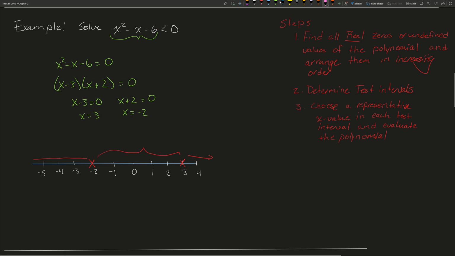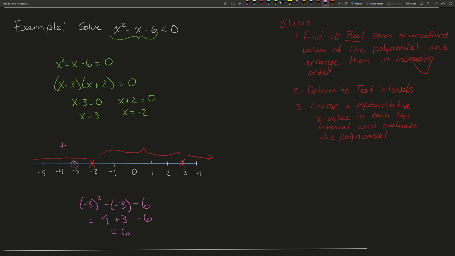Once we do that, we need to choose a representative value in each test interval and then evaluate. So let's start to the left. Let's choose -3. When we plug that in, we get (-3) squared minus (-3) minus 6, which is equal to 9 plus 3 minus 6, which is just equal to 6. Because this value is positive, all of the values in this interval will also be positive.